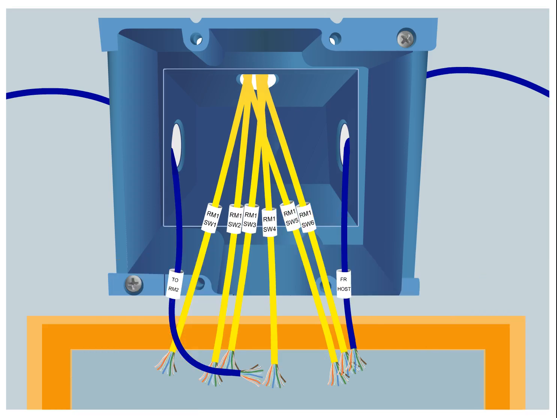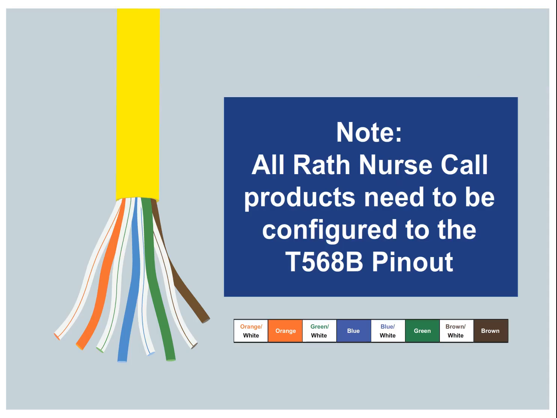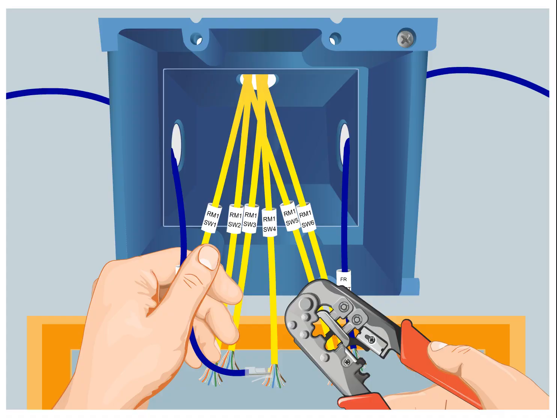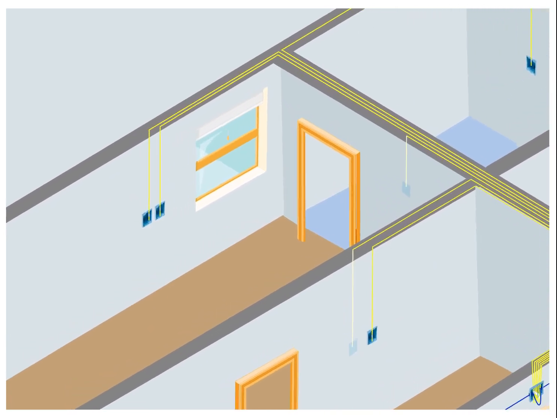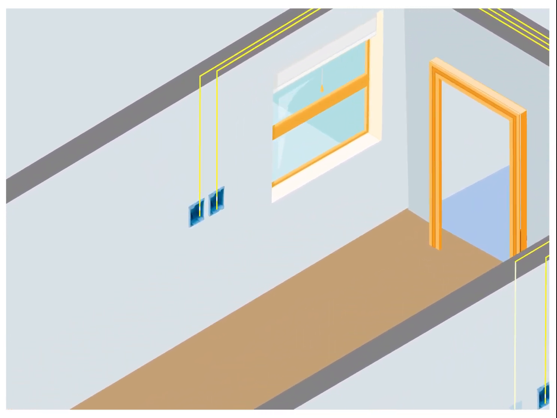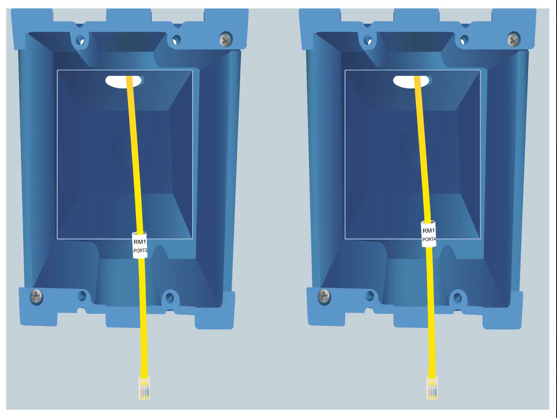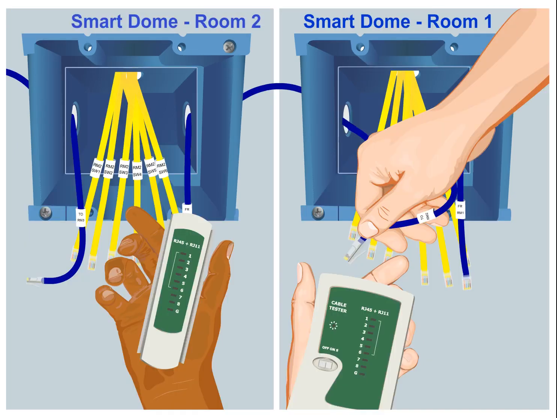Strip all wires and use the T568B pinout configuration. Terminate using a standard RJ45 connector. Follow these same steps at each switch station located at the smart dome light and each switch station located in the room. One of the most important aspects of creating a smart loop and switch station connection is testing.